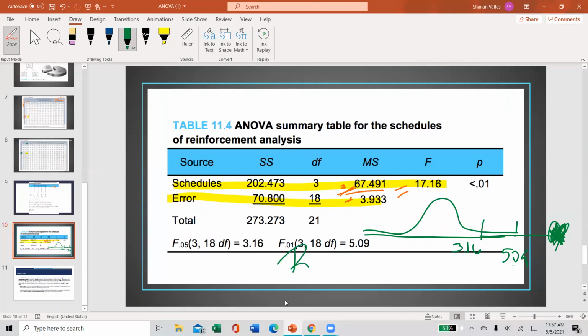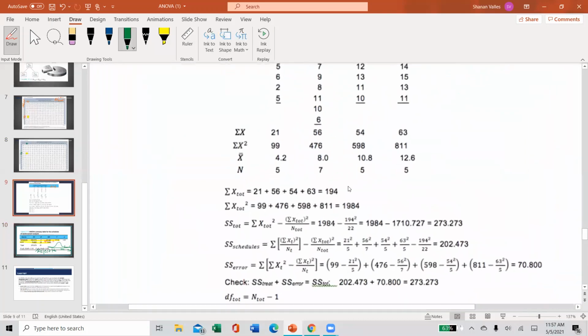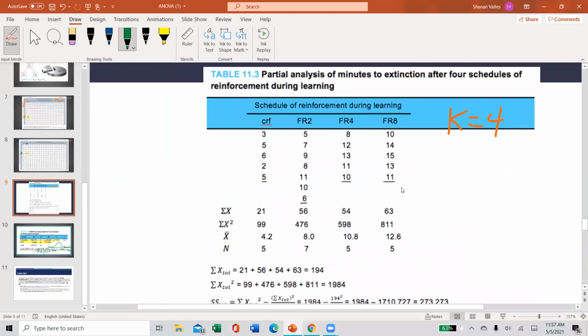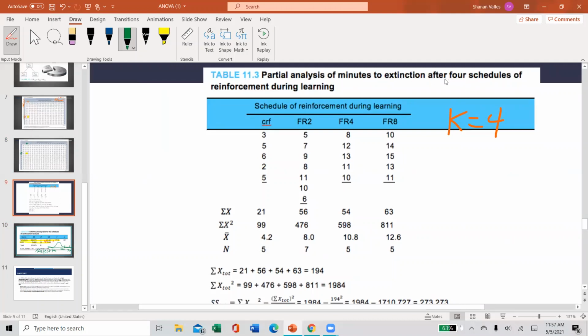So in this example, for sure, they're going to reject the null hypothesis, or reject the H0. Now we sit here and ask, what does that mean? What did we find? Who knows. What we found is that the minutes to extinction, based on the schedule of reinforcement, is significantly different. The minutes that an animal will stop doing a behavior is contingent on what schedule of reinforcement it had.